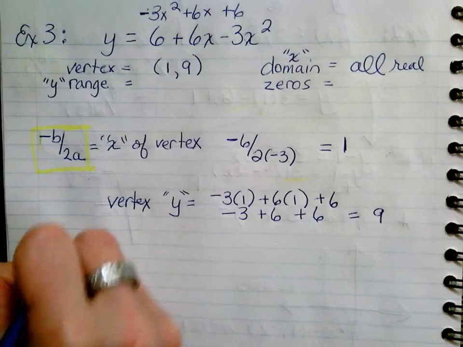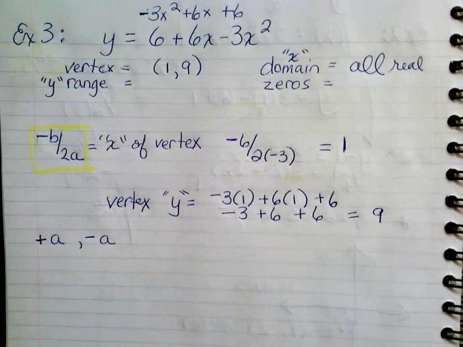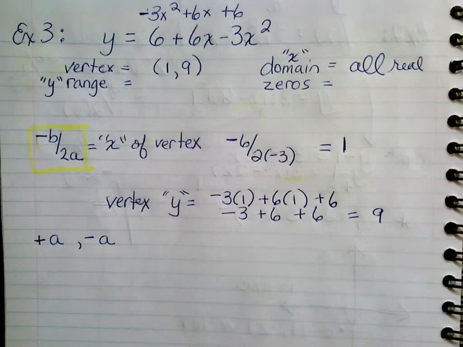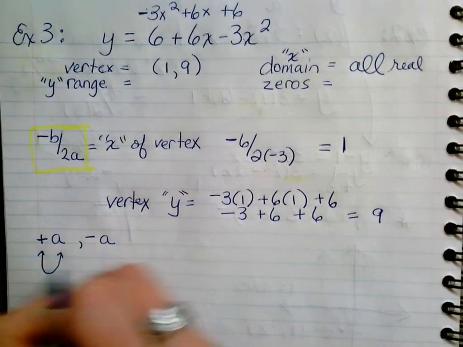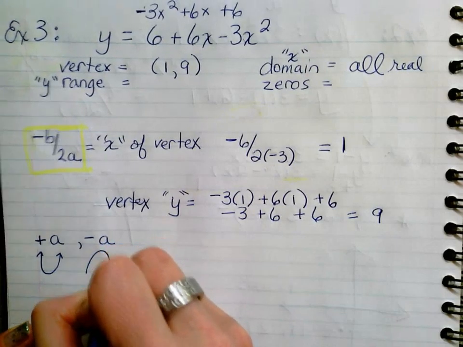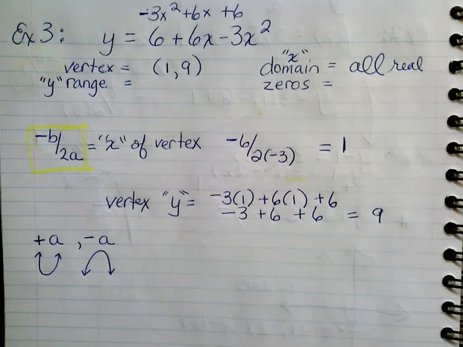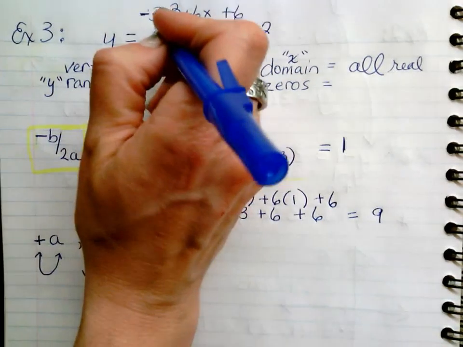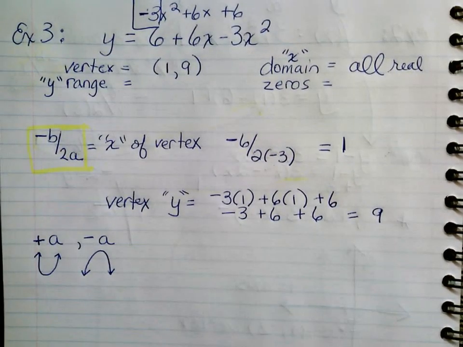The value of A dictates the direction of the parabola, right? So positive A's go like this, negative A's go like this, right? Positive A's are up, negative A's are down. You don't have to flip anything around. You can look at it right now, as it sits. You don't have to maneuver anything.